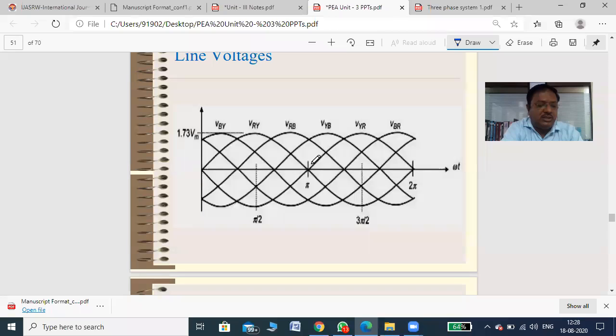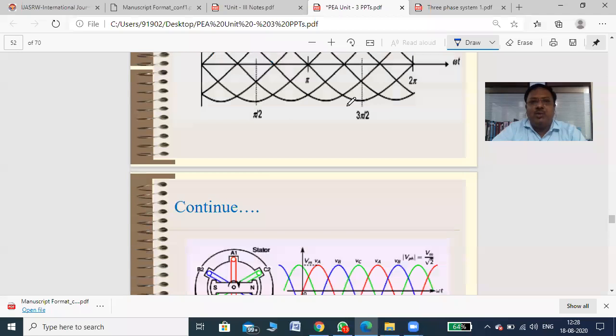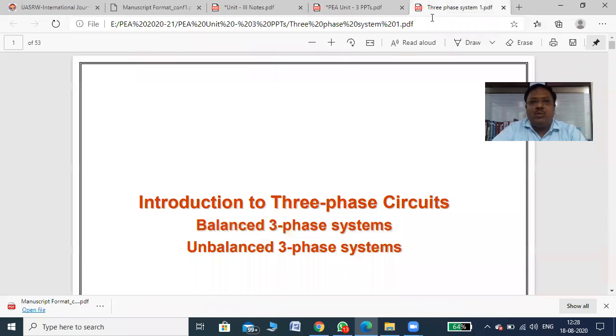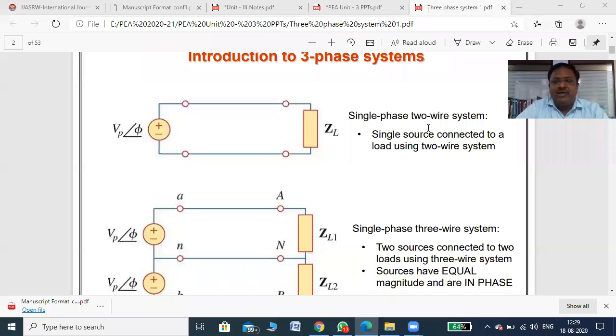Okay, so I'll just explain to you how this supply voltage is generated. That is what I just want to explain to you. So see, this is the introduction of the three-phase system. The first figure, basically, is a single phase two wire system, right? So one is maybe a line voltage, another is a neutral.